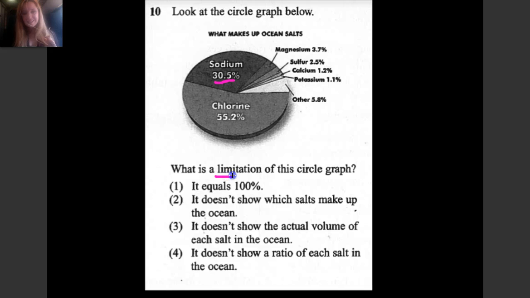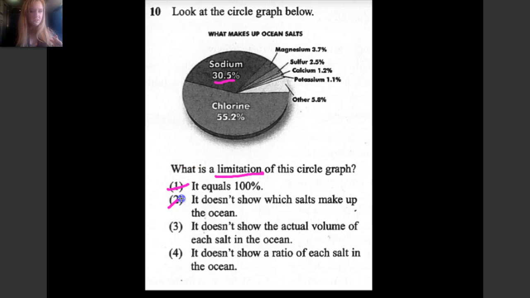What is a limitation of the circle graph? Alright, a limitation. Well, it equals 100%. Is that a limitation? No, there's not a limitation. The limitation means something that hinders it from being better. It doesn't show what salts make up the ocean. It says what makes up ocean salts.